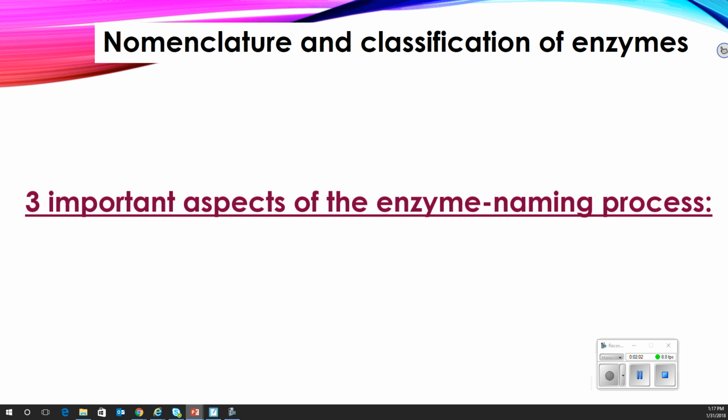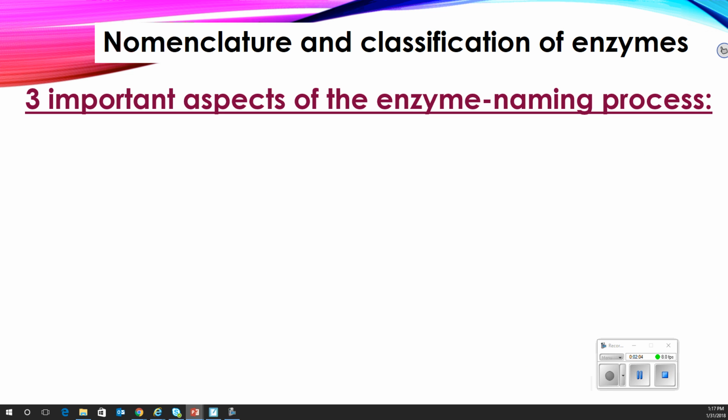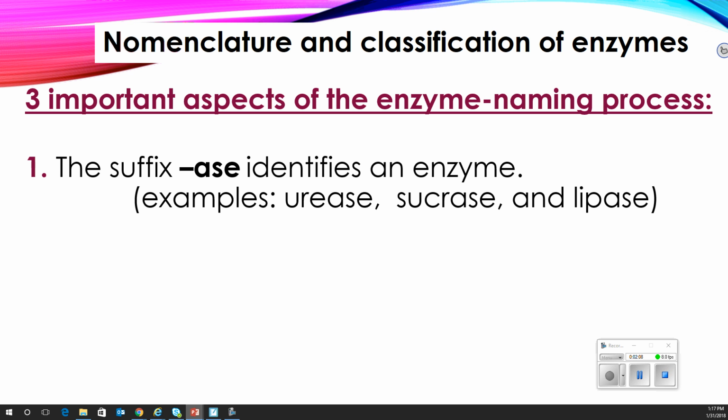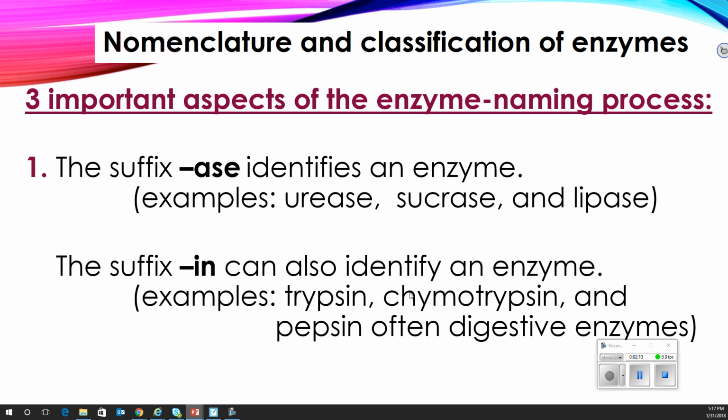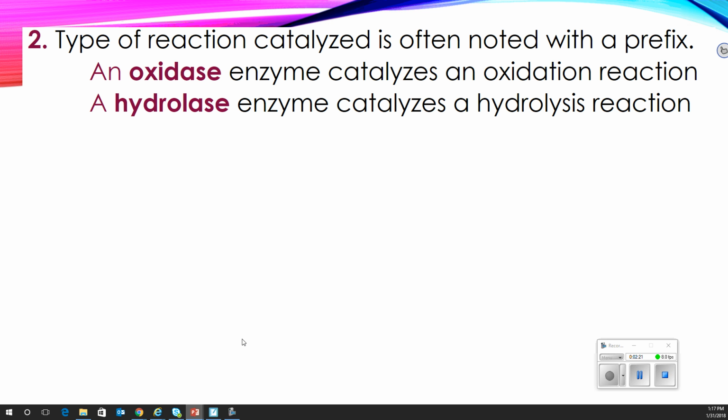Okay, so nomenclature and classification of the enzymes. Three important aspects of the naming process. We sort of went through that before. We changed the ending to ASE. The IN tells me it's something in the digestive system. That's the first one, so looking at the suffix. The second one is the type of reaction, which is usually put in front of the ASE or the IN.